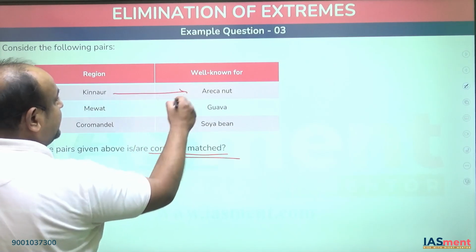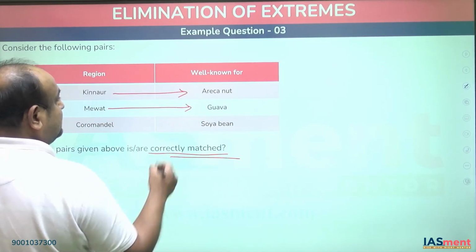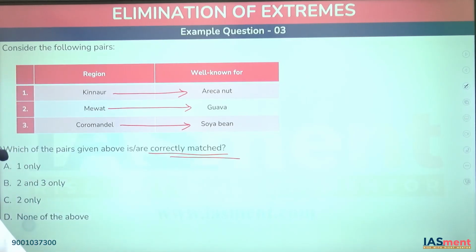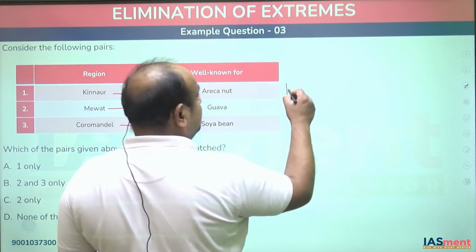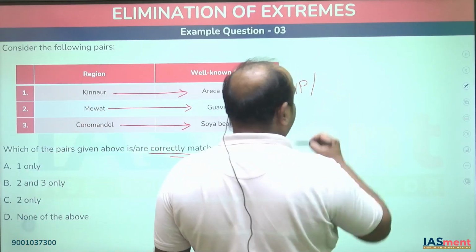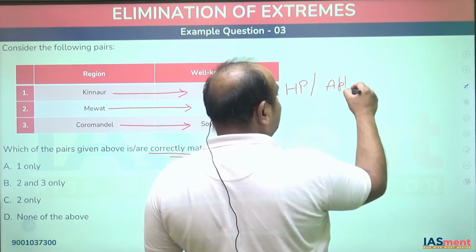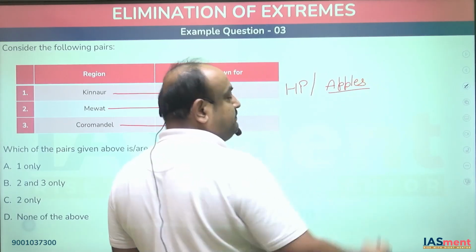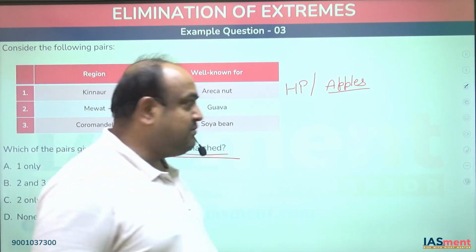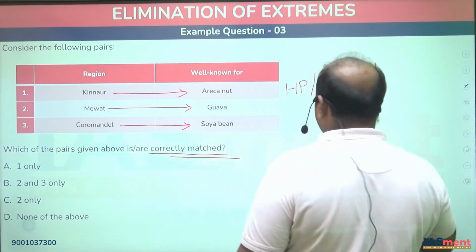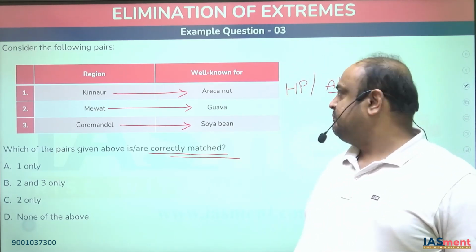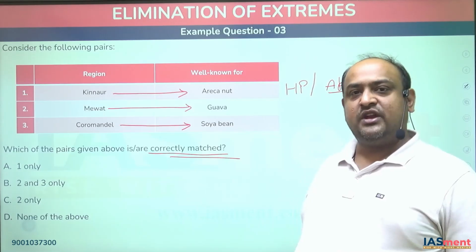Kinnaur, areca nut; Mewat, guava; Coromandel, soybean. Kinnaur, we know this is in Himachal Pradesh, and Kinnaur is very much famous for apples. Areca nuts are not famous in Himachal. This we know by general knowledge that areca nut cannot be in Kinnaur, because Kinnaur's apples are famous.